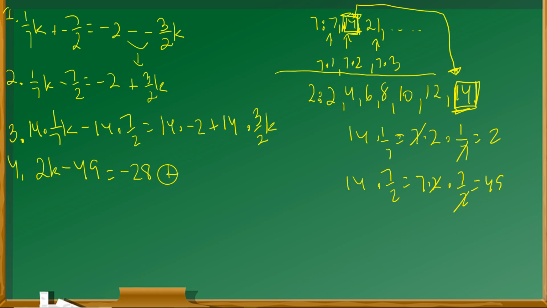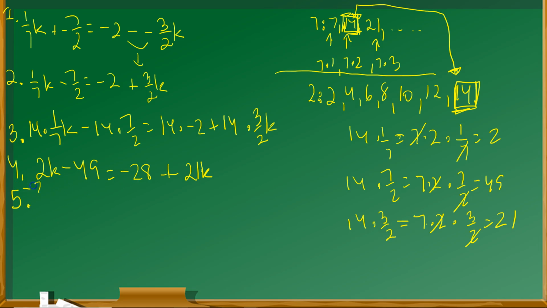And then we work out the last one here. So that's 14 times 3 halves. So again, that's 7 times 2 times 3 over 2. Cross off the 2's. You end up with 7 times 2, which is 21. So that means that coefficient is 21k. At this point, let's continue with step number 5.